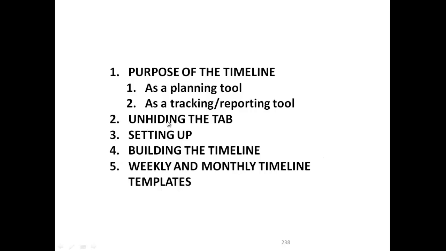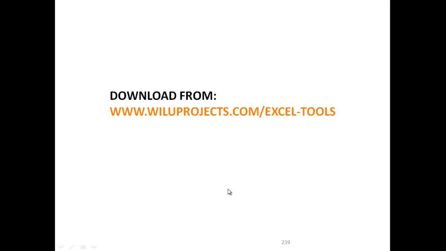Okay, so first we look at how we unhide the tab. We're sitting on the work in progress here. What we're going to do is right click, choose unhide, and when we do that, we'll get a list of templates. If you want to download it, this is where you find it, budgetprojects.com. So we click on that, we go OK, and that opens up.